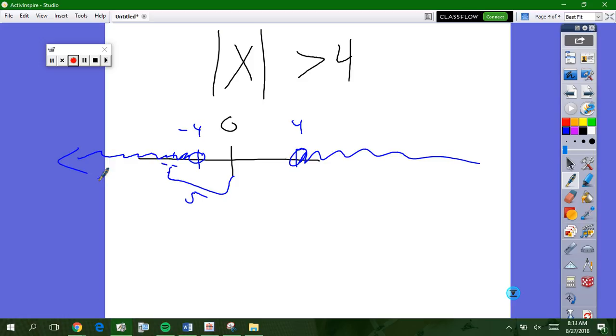Okay? So how can I write this, ladies and gentlemen? What's this one saying? This inequality is saying x has to be greater than 4, right? What about this one? X has to be less than negative 4. Okay? So, notice this would also be an or statement.